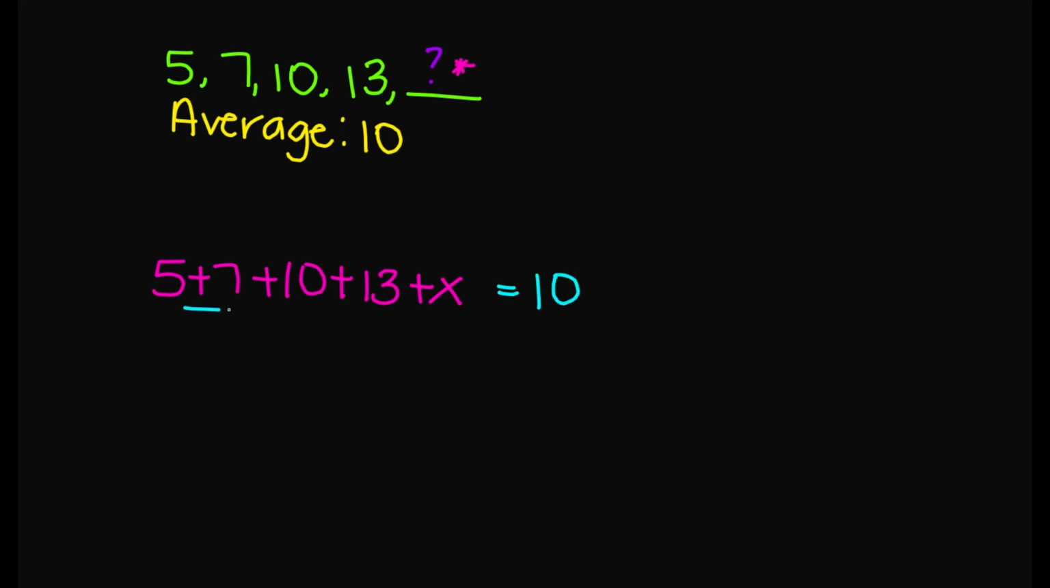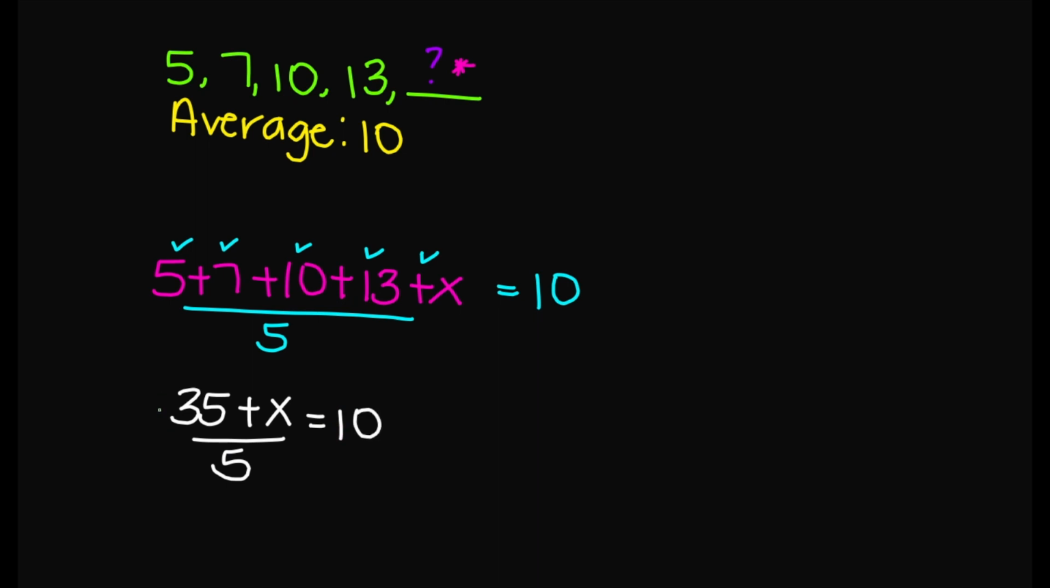And I'm going to divide this data set by the number of items I have. So 1, 2, 3, 4, 5. So that's going to be divided by 5. So now let's go ahead and solve for x. So 5 plus 7 plus 10 plus 13 is going to equal 35. So (35 plus x) over 5 equals 10.